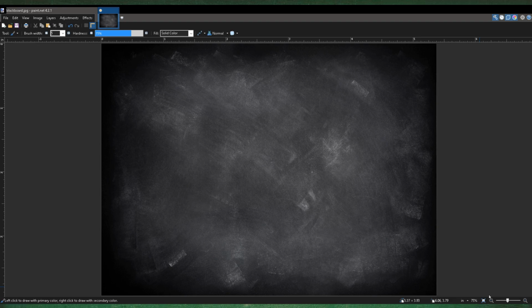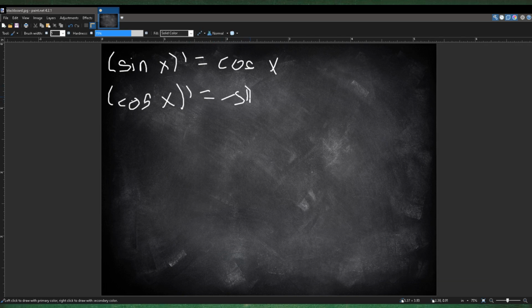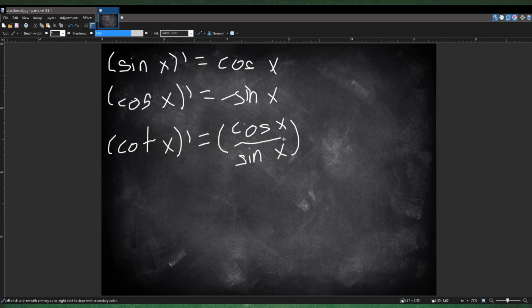And now the last one, which is cotangent of x. So let's rewrite this again. The derivative of sine of x is cosine of x, and the derivative of cosine of x is negative sine of x, right? So for the derivative of cotangent of x: tangent was sine over cosine, and cotangent is the reciprocal of that. So this one is cosine x over sine of x. That's usually how I remember cotangent and tangent.